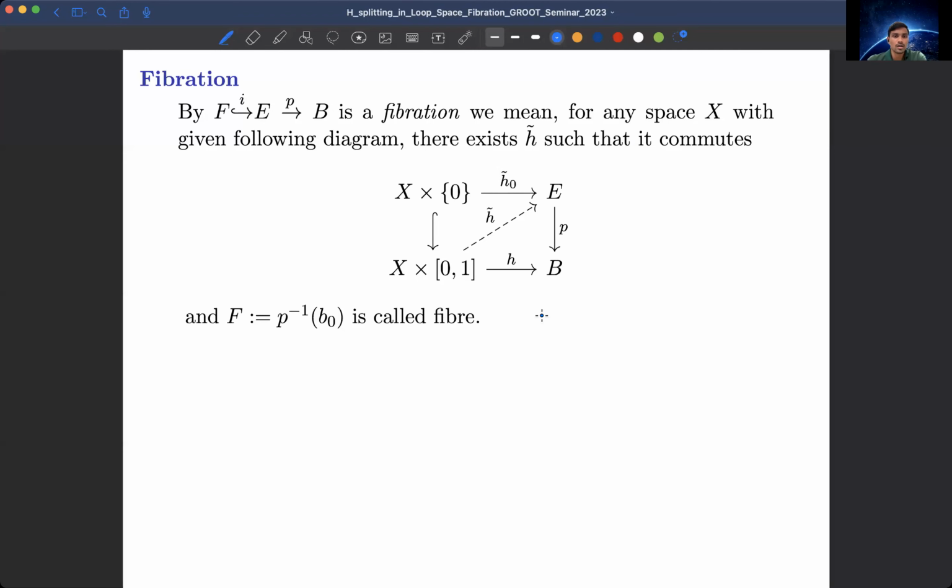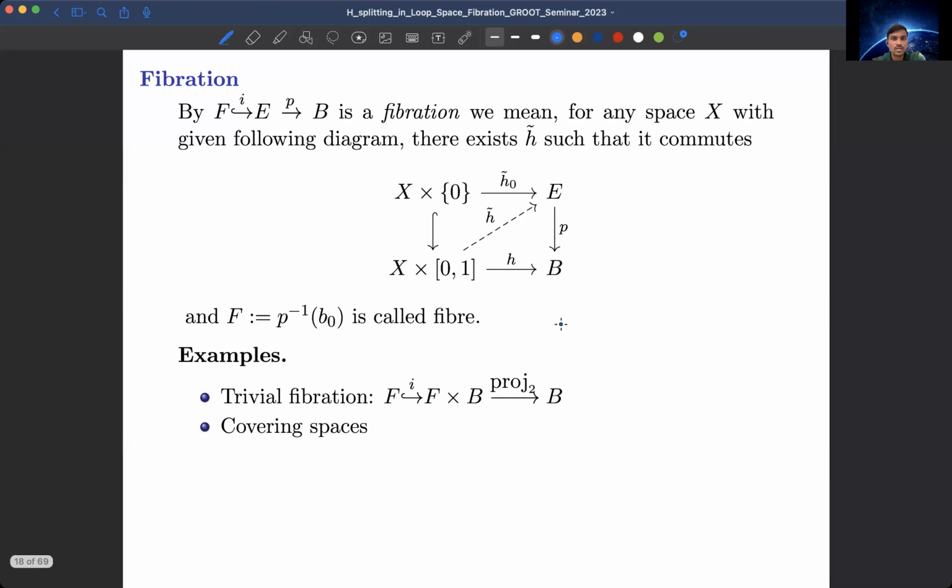Okay, and the trivial example: consider any two topological spaces, take the Cartesian product of those, and project onto any one of the coordinates. Then that will form a trivial fibration, with fiber the other coordinate, the one onto which you don't project. Another example you might already have seen is covering spaces. Covering spaces already have this homotopy lifting property, so those are also fibrations.